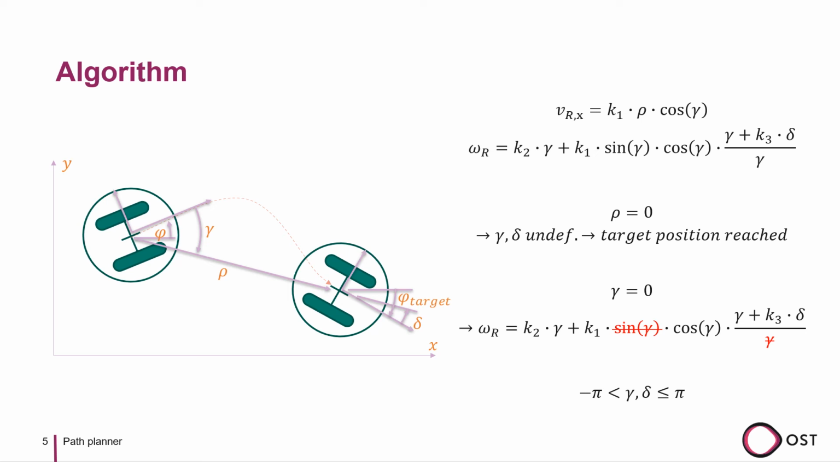Also, gamma and delta should remain between plus minus pi. Therefore, wrap the angles if necessary. It is also worth noting that the algorithm remains stable even when the mobile robot's velocities are limited.